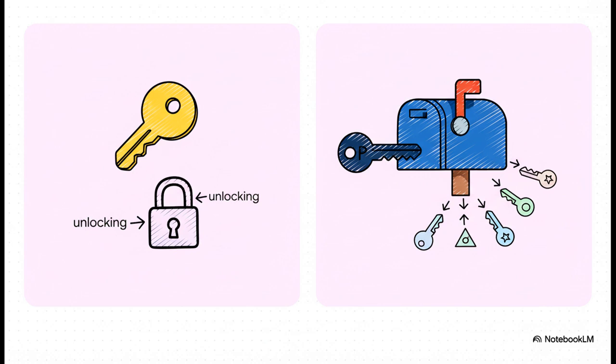Then you've got RS256, which is asymmetric. This is more like a mailbox. There's a private key to sign the token, put mail in, but a public key can be shared with everyone to verify it, to check for mail. This is absolutely perfect for microservices, where one auth service signs tokens and a bunch of other services just need to check if they're legit.